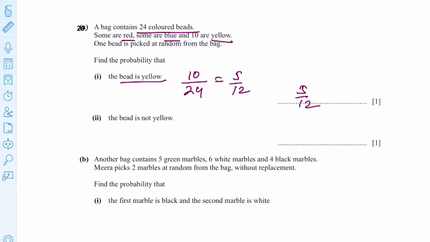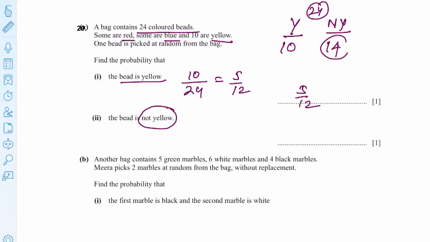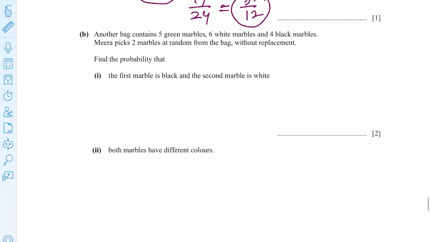What is the probability the bead is not yellow? If you see, this is yellow, this is not yellow. Total is given as 24. Yellow is given as 10, so not yellow should be 14, right? So that means it will be 14 out of 24. If you simplify more, it will be 7 out of 12. Got it? Yes.